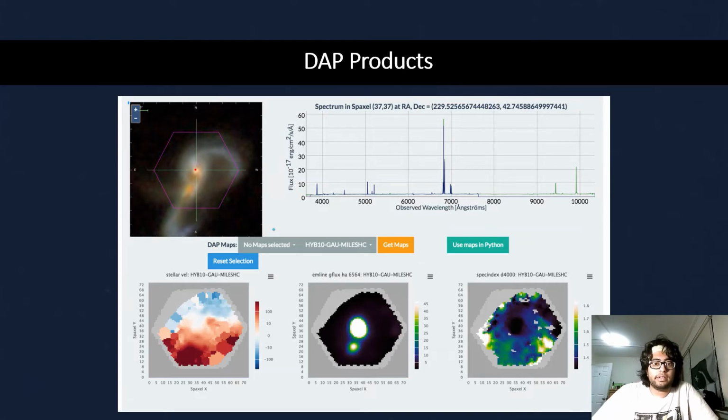And after data has been processed through the data reduction pipeline, it then goes to the data analysis pipeline. The data analysis pipeline produces additional products, and one of those products is the emission maps. Emission maps are just two-dimensional images of the galaxy in a particular wavelength, and these wavelengths are many times associated with something that tells us something interesting about the galaxy.